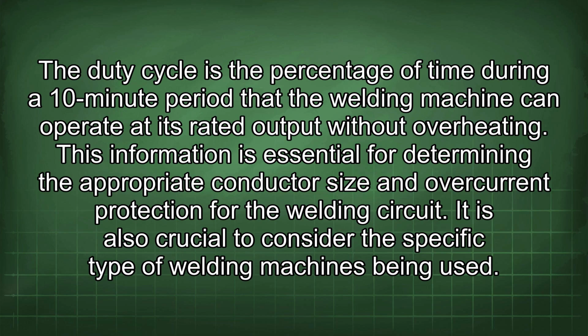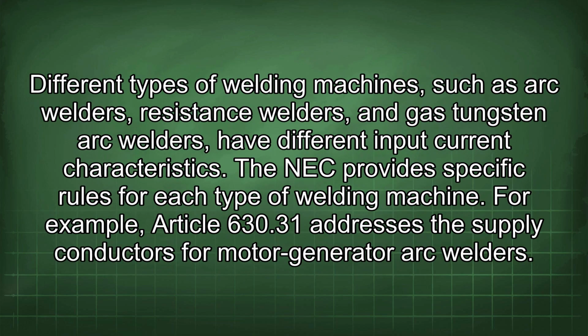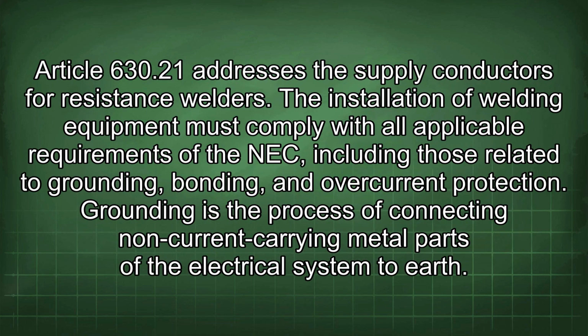It is also crucial to consider the specific type of welding machines being used. Different types of welding machines, such as arc welders, resistance welders, and gas tungsten arc welders, have different input current characteristics. The NEC provides specific rules for each type of welding machine. For example, Article 630.31 addresses the supply conductors for motor generator arc welders. Article 630.21 addresses the supply conductors for resistance welders.